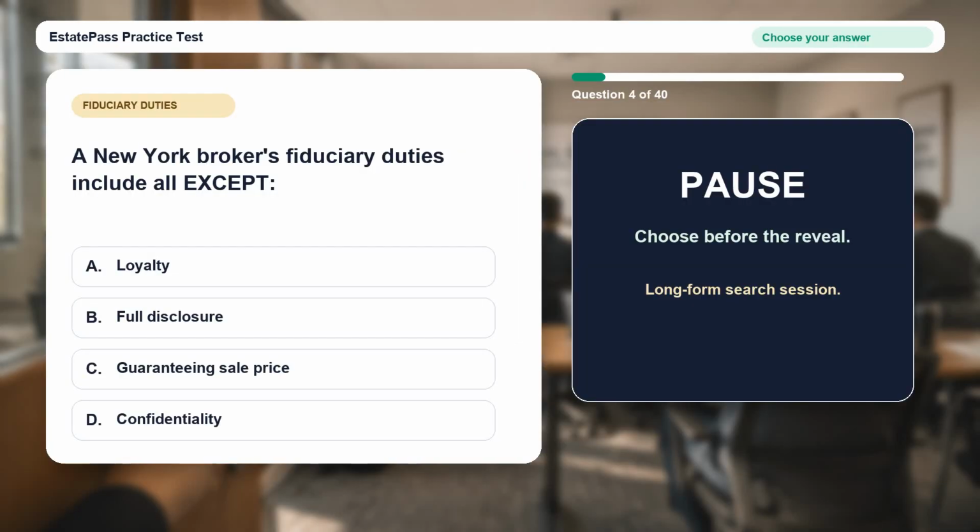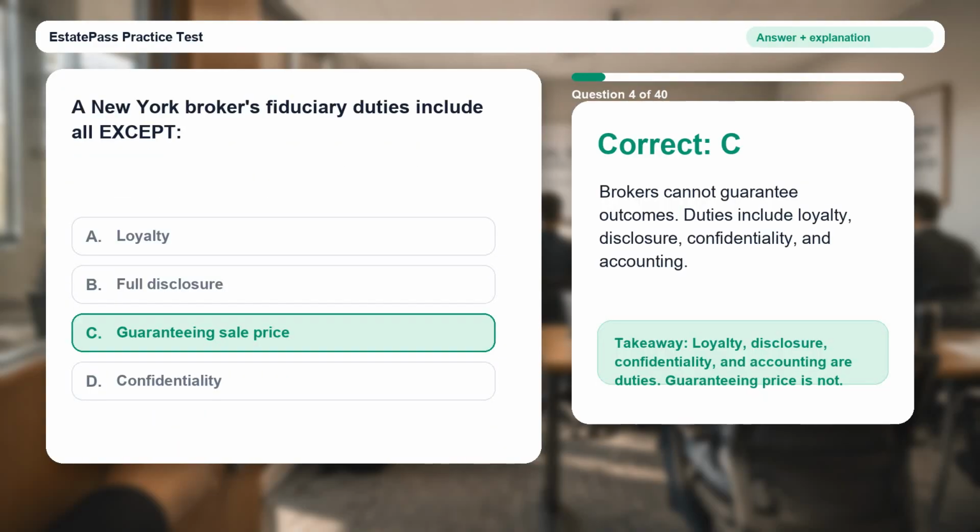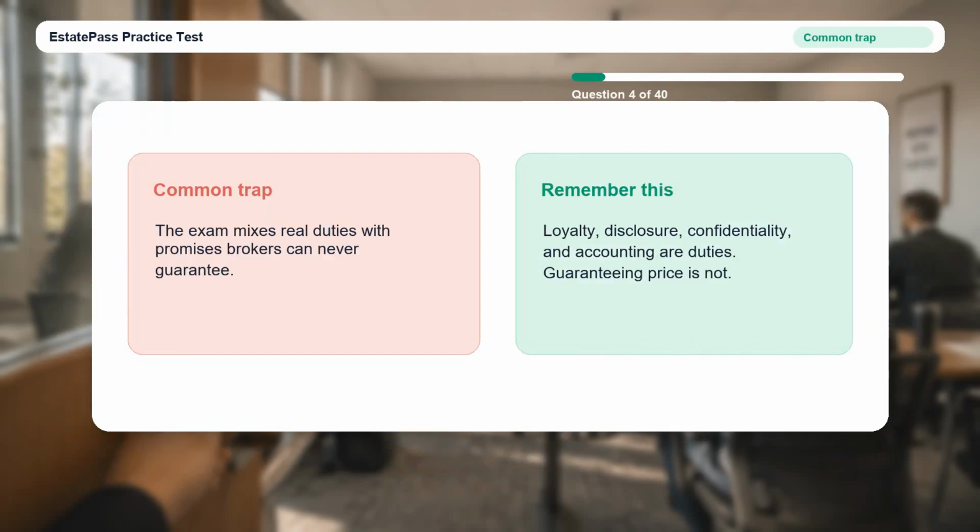Quick takeaway. Question 4. A New York broker's fiduciary duties include all except. Your choices are A. Loyalty, B. Full disclosure, C. Guaranteeing sale price. The correct answer is C. Explanation. Brokers cannot guarantee outcomes. Duties include loyalty, disclosure, confidentiality. Common trap. The exam mixes real duties with promises brokers can never guarantee.